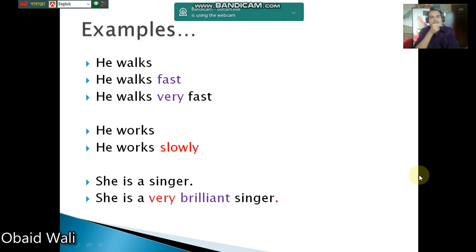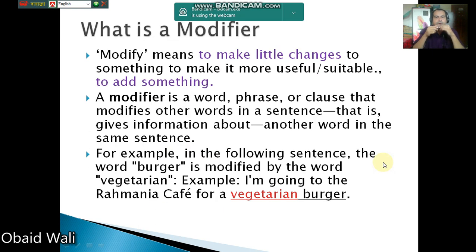So in all these examples you get the idea of how new information, new ideas have been added, and how this gives the listener new information. And also you see new words are coming up in all these examples. So these are the examples of modifier.